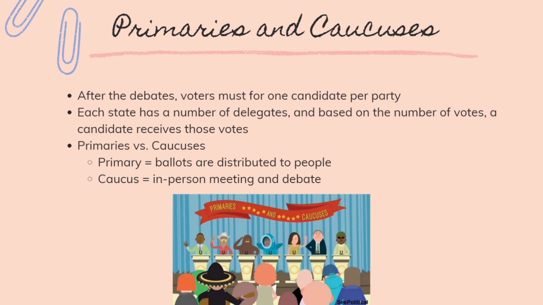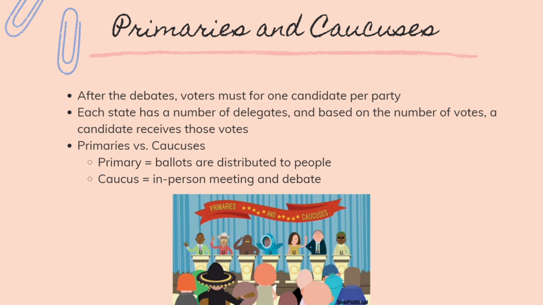And so that's when the primaries and caucuses occur. So after these debates, voters from each state must vote for one candidate per party. Now, the way this works is that each state has a number of delegates, and based on the number of votes a candidate receives, the candidates will receive those delegates. So for example, in the state of California, if one candidate from a certain party does very well, they will win a majority of those delegates.